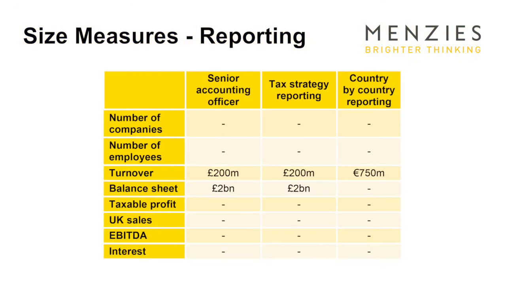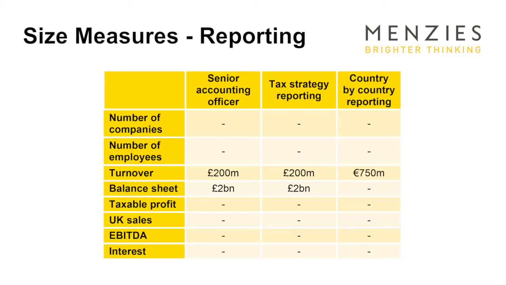The final group of measures concern tax reporting and governance. These are Senior Accounting Officer, Tax Strategy Reporting and Country-by-Country Reporting. The Senior Accounting Officer regime and Tax Strategy Reporting both apply to companies that are part of a group with UK turnover of 200 million or more, or a UK balance sheet total of 2 billion or more.